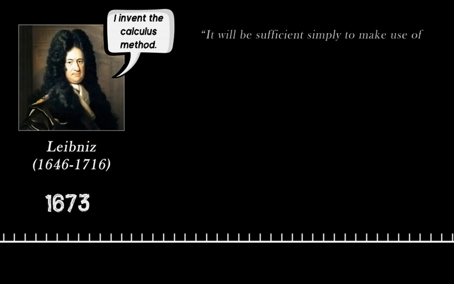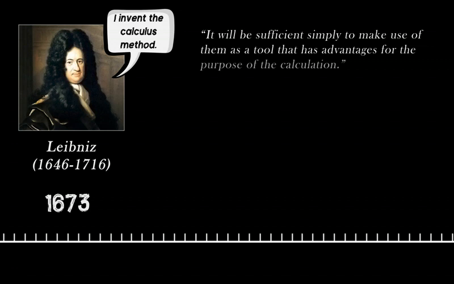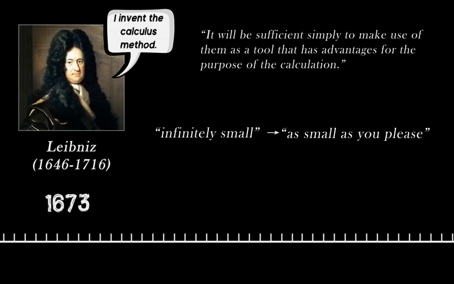As Leibniz said, it will be sufficient simply to make use of them as a tool that has advantages for the purpose of the calculation. He looked on his calculus as a tried method more than anything, but it was difficult to demonstrate the essence of calculus. His infinitely small was as small as you please, or in other words, indefinitely small. This can be viewed as the original edition of today's question: what is dx?